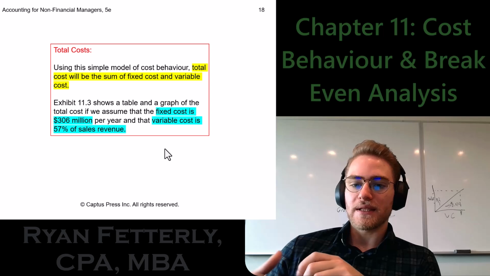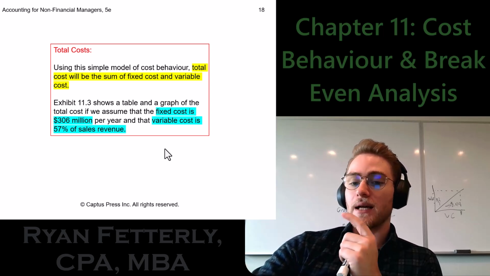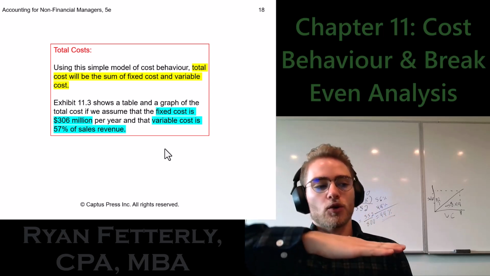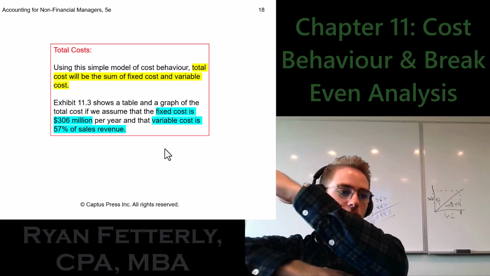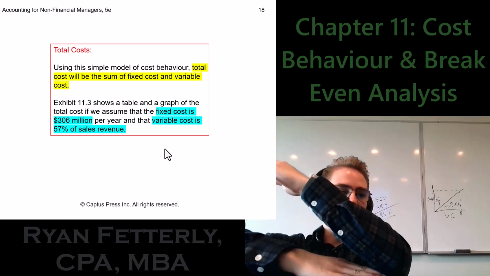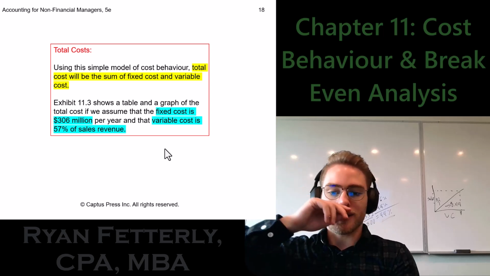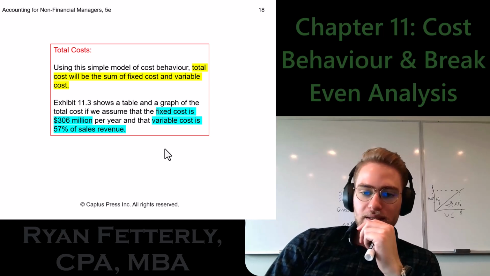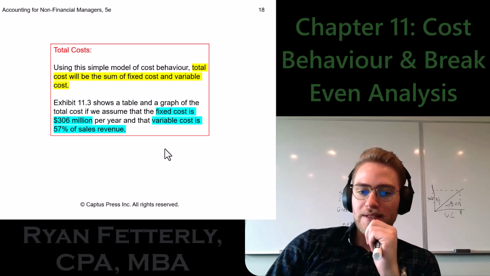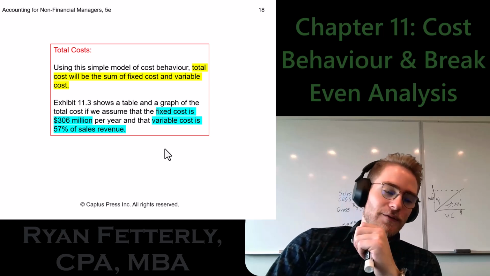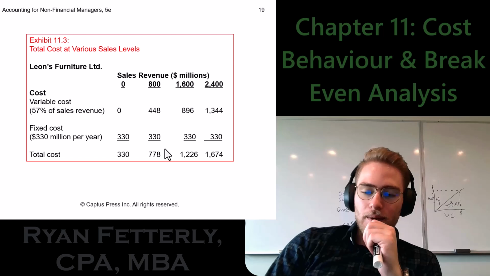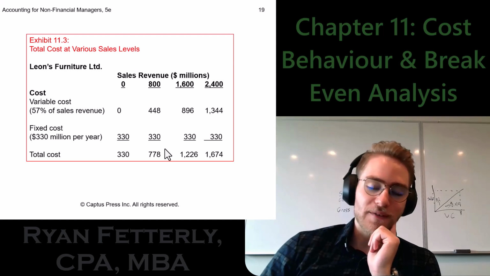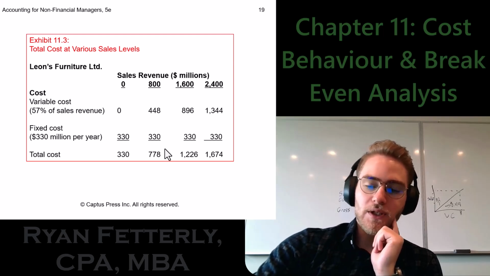So total cost, using the simple model of cost behavior, will be the sum of your fixed cost plus your variable cost. So when we put that flat line, usually that would be like your y-intercept if you're familiar with math, and then you add on your variable cost, right? You add your fixed to your variable, and up here it would be your total cost, as we'll see graphed out, which is coming up. So here is the table for fixed costs of 330 million per year and a variable cost. Basically your fixed cost remains the same. Your variable cost goes up, as we showed in that graphic example, right? And when you add your fixed to your variable, what you get is your total cost.